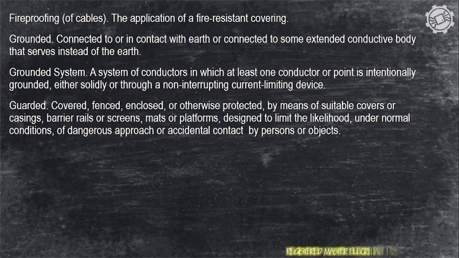Then grounded system, a system of conductor which is at least one conductor or point is intentionally grounded, either solidly or through a non-interrupting limiting device. So grounded system, so mga conductor sila in which they are interconnected to each other. Tapos, yung isang wire or either 2 or 3 is nakakonect doon sa ground or sa earth. So, that whole system is a grounded system. So, again, it could be intentional or unintentional.